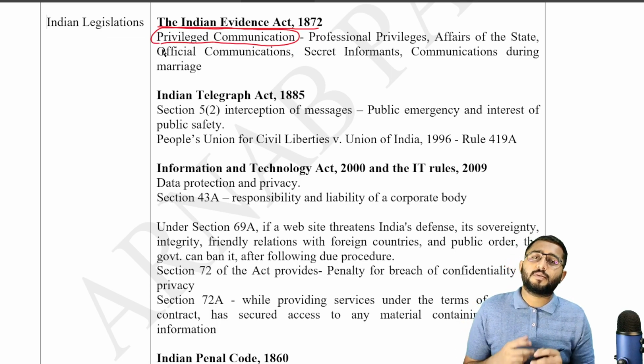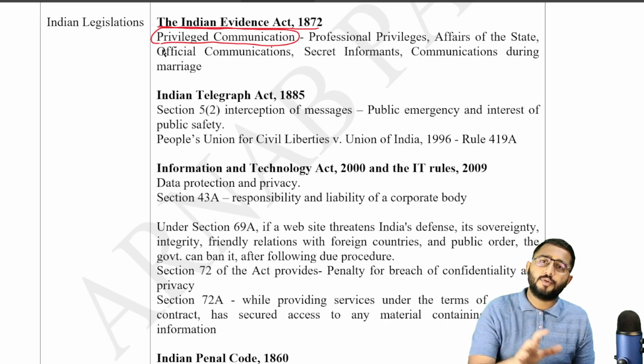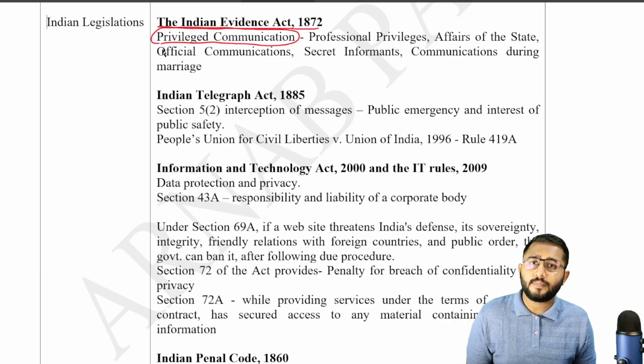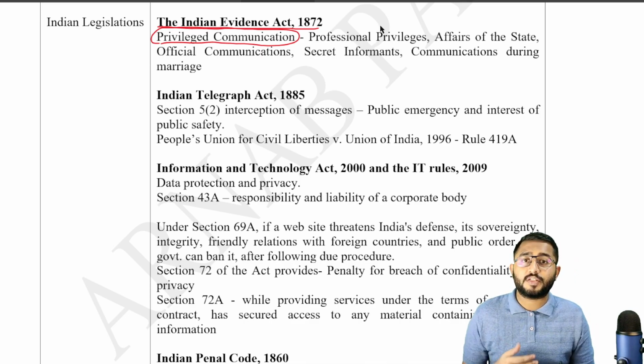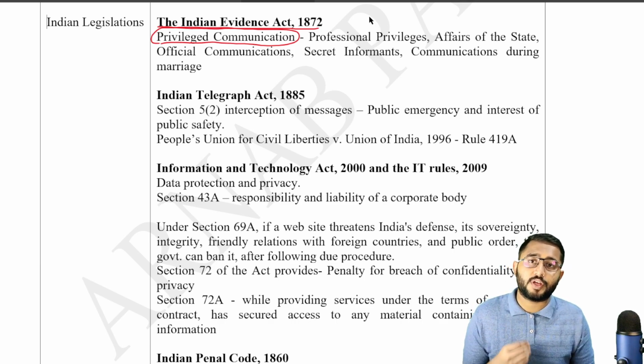Privileged communication का मतलब यह है कि Evidence Act बोलता है कि there are certain communication that need not be disclosed even if they are required in a trial. ये कौन से communications होते हैं? The Evidence Act has laid down types of communications which can be regarded as privileged communication. ये इस example से आपको पता चल जाएगा exactly ये privileged communication होता क्या है.